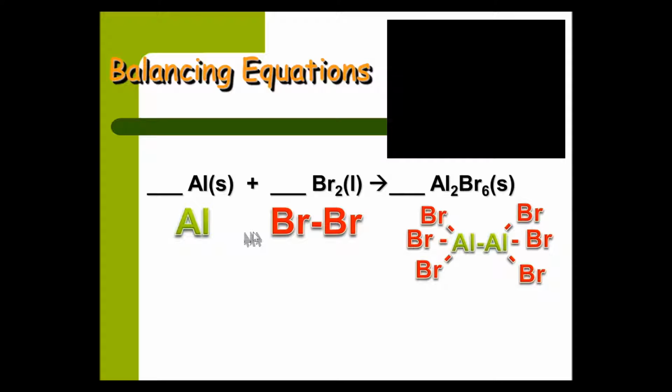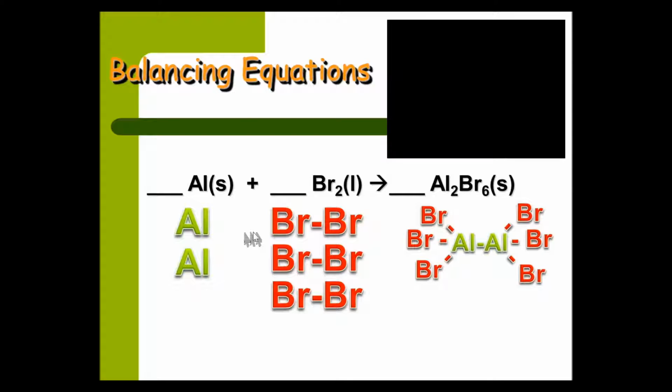it's going to look like this. Okay, so there's 2 aluminums and 6 bromines. So we have to account for that. So really what's going to happen is, you don't have 1 aluminum making 2 aluminums, right? So you have to start with 2 aluminums. And you can't have 2 bromines making 6 bromines. You have to start with 6 bromines.